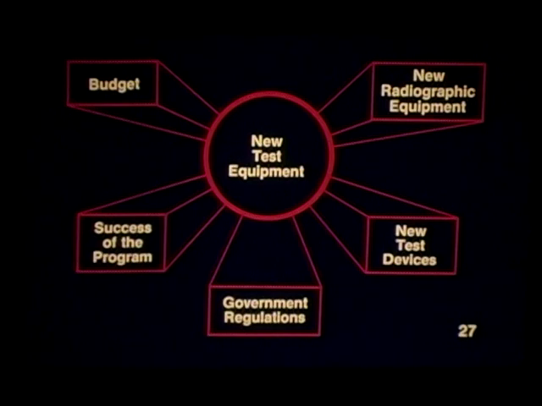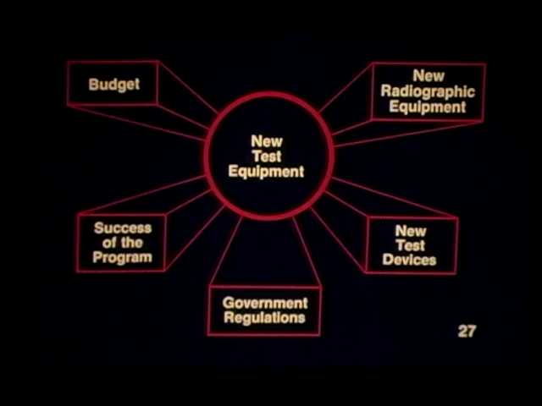Part of each year's budget should include an allocation of funds for test equipment. As newer, more sophisticated radiographic equipment is installed in the department, test devices and procedures to monitor new radiographic units will be needed. Whenever possible, include quality control test equipment as part of the bid for new radiographic equipment.